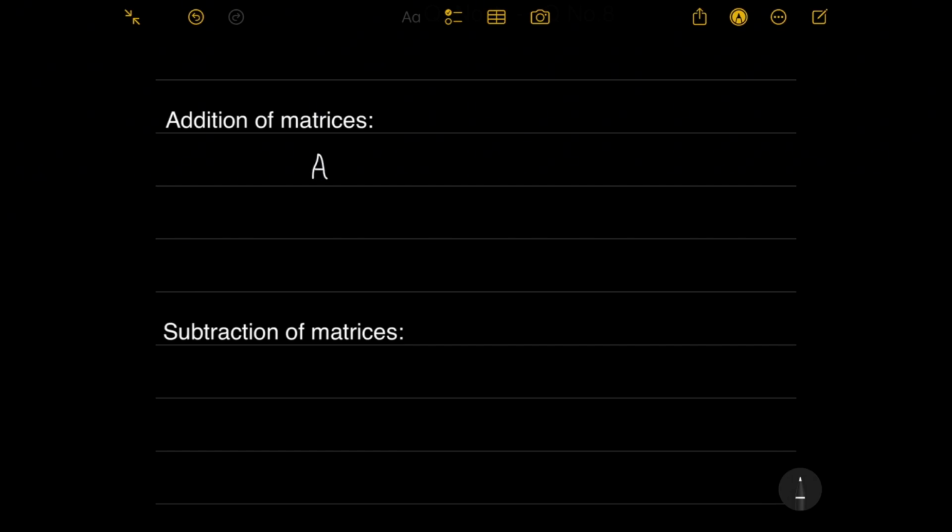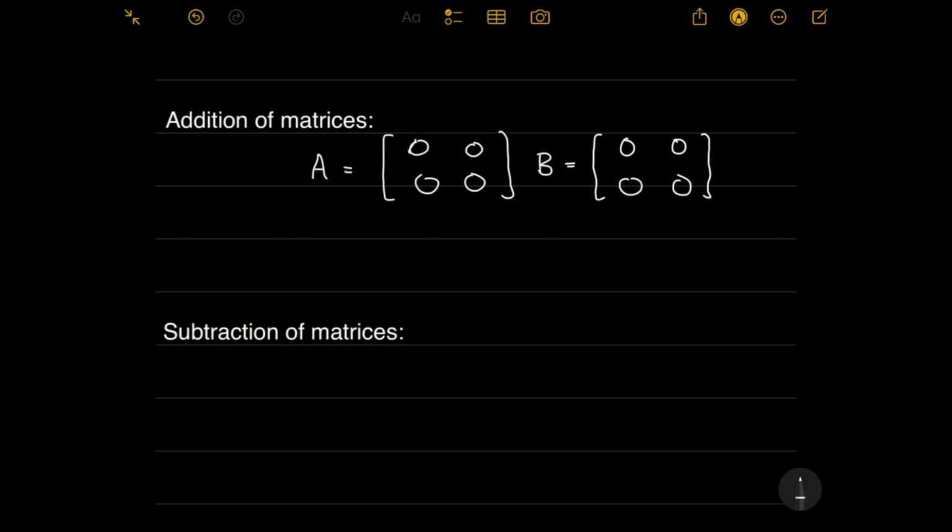For example, if we take matrix A, which is a square matrix, this is just an example, and matrix B, which is also a square matrix, these two can be added. So A plus B is possible.